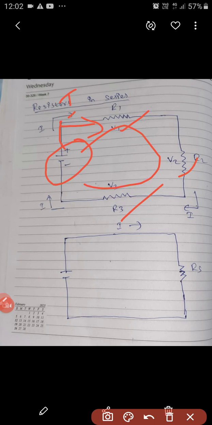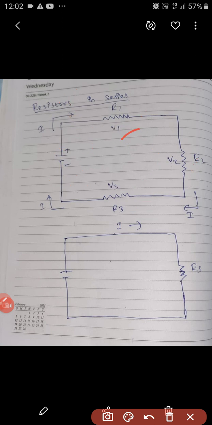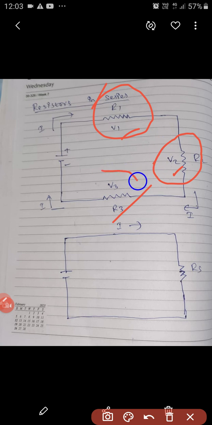Here we have V1, V2 and V3. What it means is that V1 is the voltage across R1, the voltage across R2 is V2, and the voltage across R3 is V3. So this is what you have to understand.